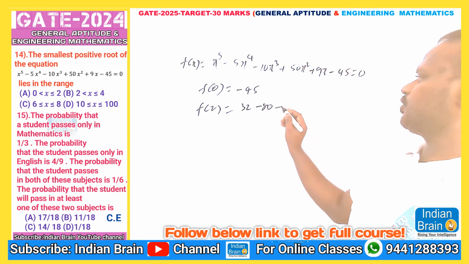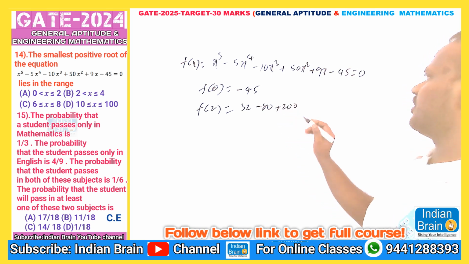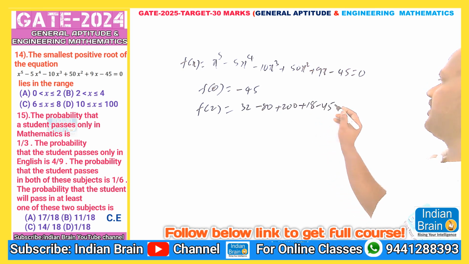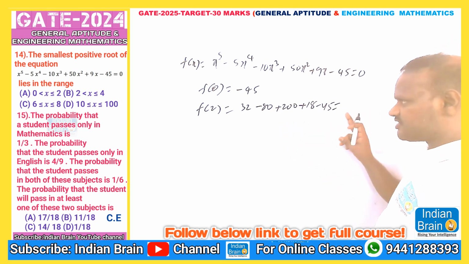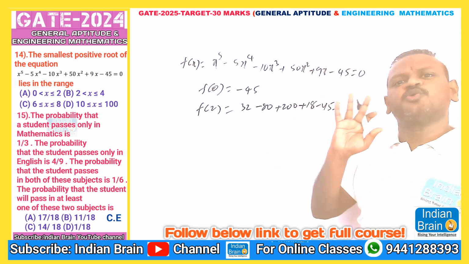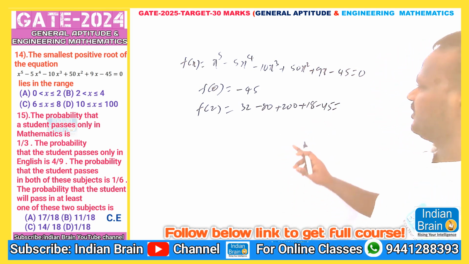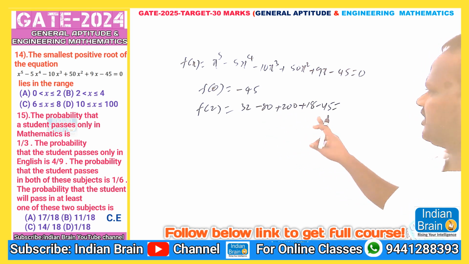4 into 50 will be 200. Yes, it can be 200. 9 2s are 18. 18 minus 45. If I get the output as 0, f of 2 can be our root. I mean 2 can be our root. Okay, fine, we will discuss. Don't confuse. Minus 80 plus 200 minus 45 is there.